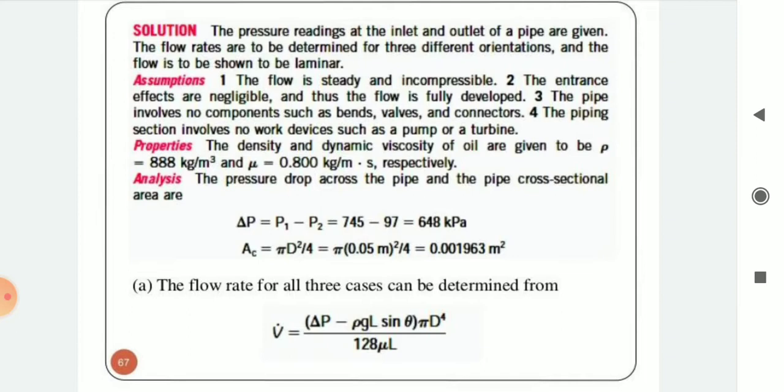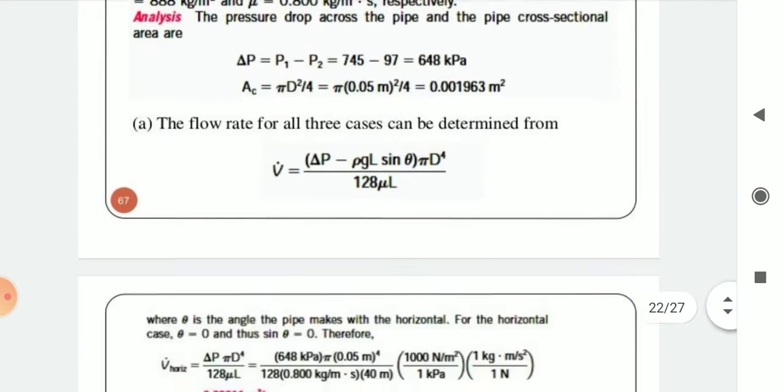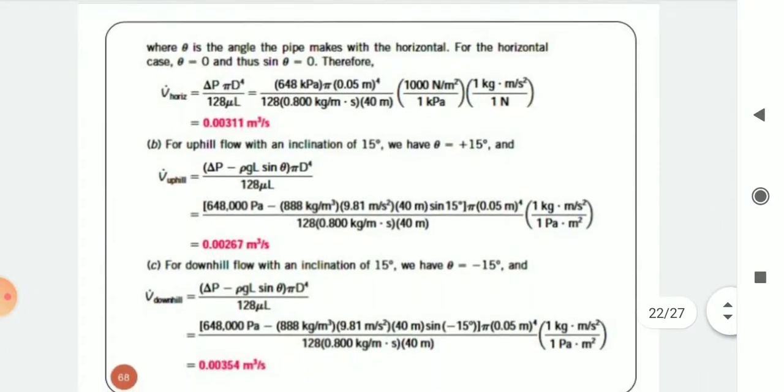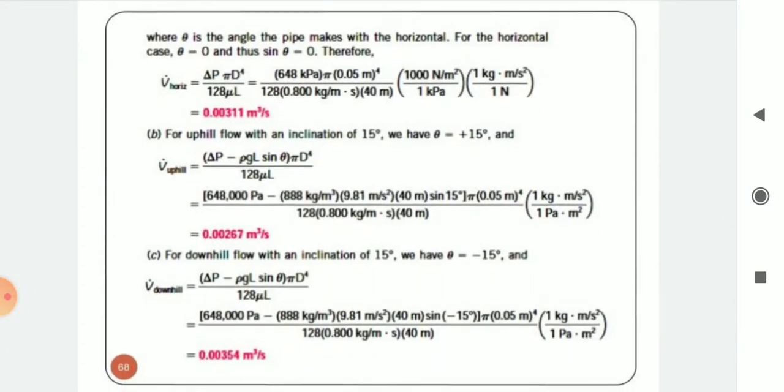The flow rate for all three cases can be determined from V dot equal to (delta P minus rho g L sin theta) times pi d raised to 4 divided by 128 mu L. Here theta is the angle the pipe makes with the horizontal. For the horizontal case, theta is equal to 0 and thus sin theta is equal to 0. Therefore V dot horizontal is equal to delta P pi d raised to 4 divided by 128 mu L. By putting in the values of all the quantities and units, we get V dot horizontal equal to 0.003111 meter cube per second.